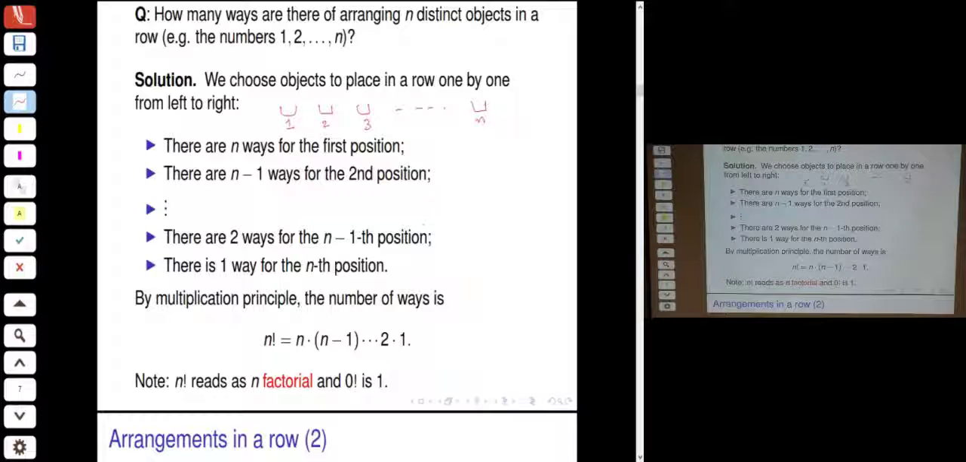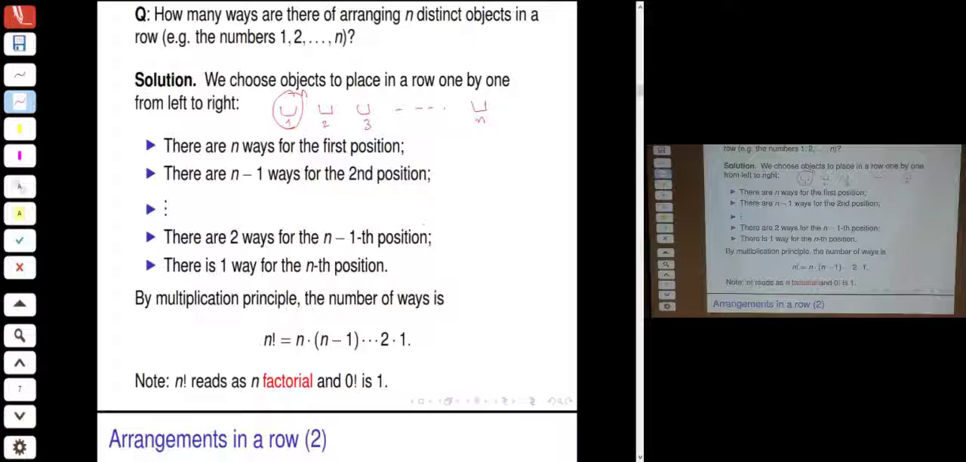I have n balls of different colors at my disposal, and I am focusing on filling the first spot. How many ways can I do it? I can put any of these n balls in the first spot and fill it up, right? So there are n ways of filling out the first spot.